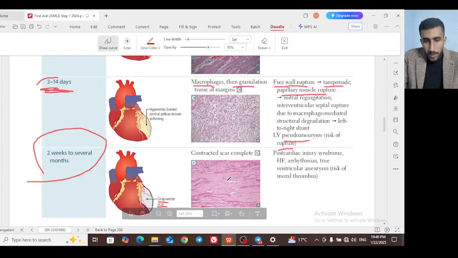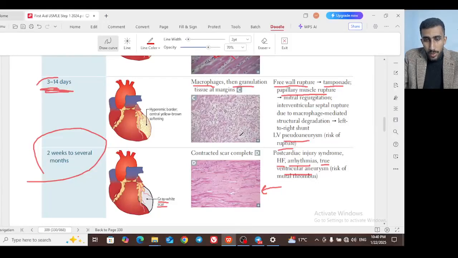So you will find on the LM a contracted scar, not much detail. So you may have heart failure. The patient essentially has chronic heart failure, may have arrhythmias all of his life. The patient who had an MI may have arrhythmia at any point of their life. So they may have a true ventricular aneurysm.